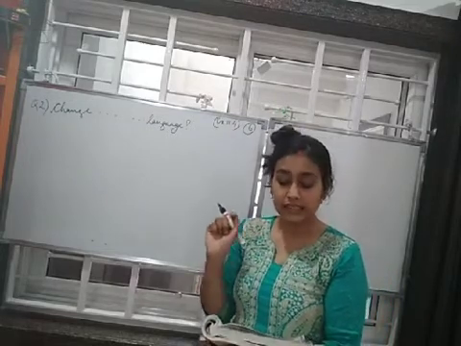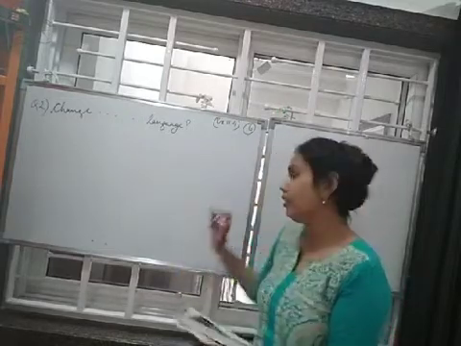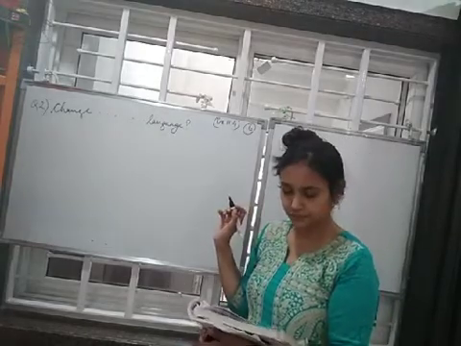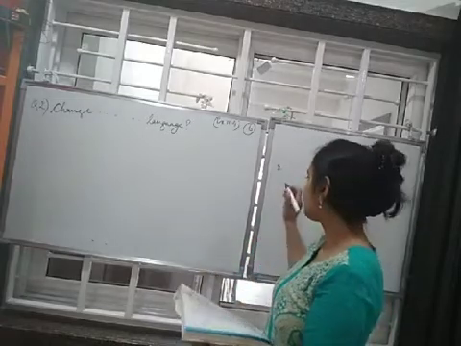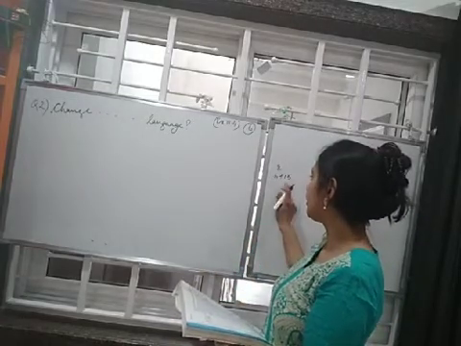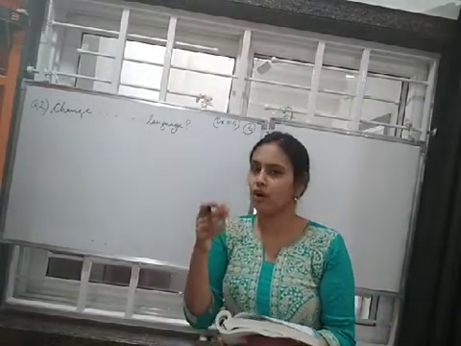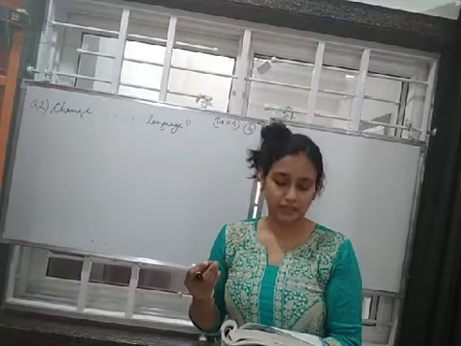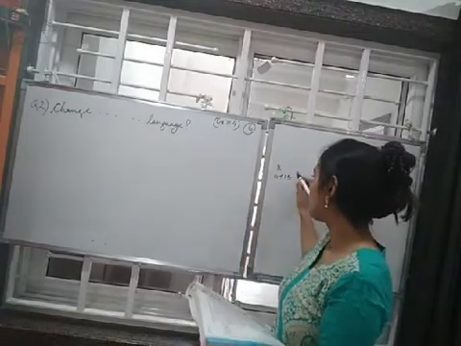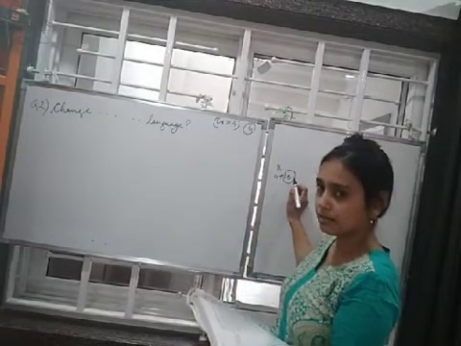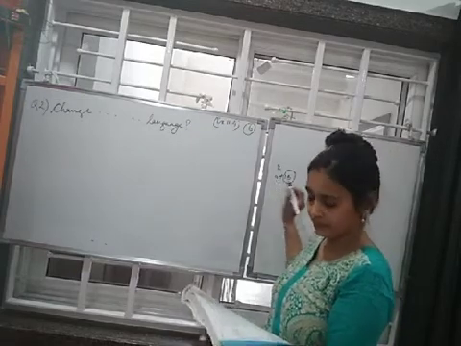Given that Salim scores R runs, that means Salim is scoring R runs in a cricket match. Nalin is scoring R plus 15 runs, that means 15 runs more than Salim. Now, ordinary language means simple language, how will we say it? Nalin scores 15 runs more than Salim.